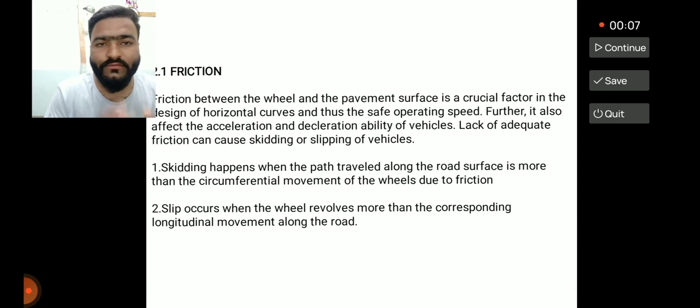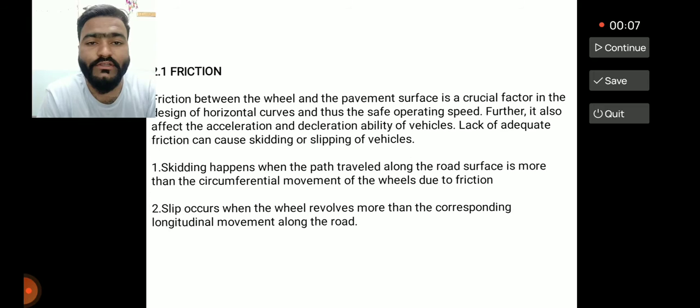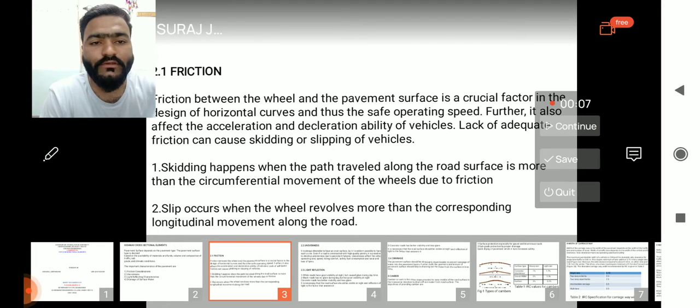So under that, first comes the friction. Friction between the wheel and pavement surface is a crucial factor in the design of horizontal curves and thus the safe operating speed. Further, it also affects the acceleration and deceleration ability of vehicles. Lack of adequate friction can cause skidding or slipping of vehicles. Skidding happens when the path traveled along the road surface is more than the circumferential movement of the wheels due to friction. Second, slip occurs when the wheel revolves more than the corresponding longitudinal movement along the road.